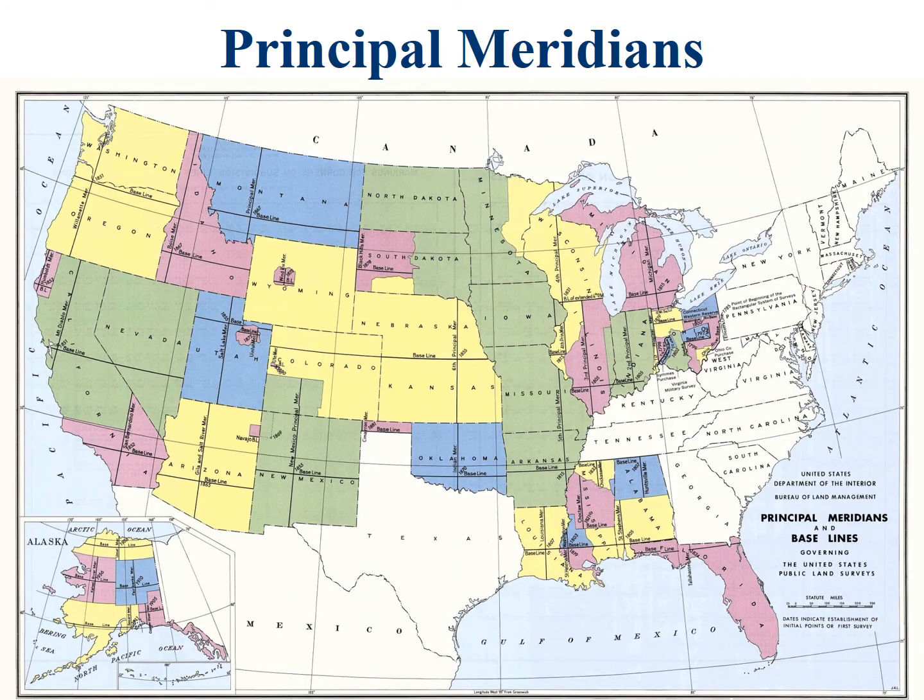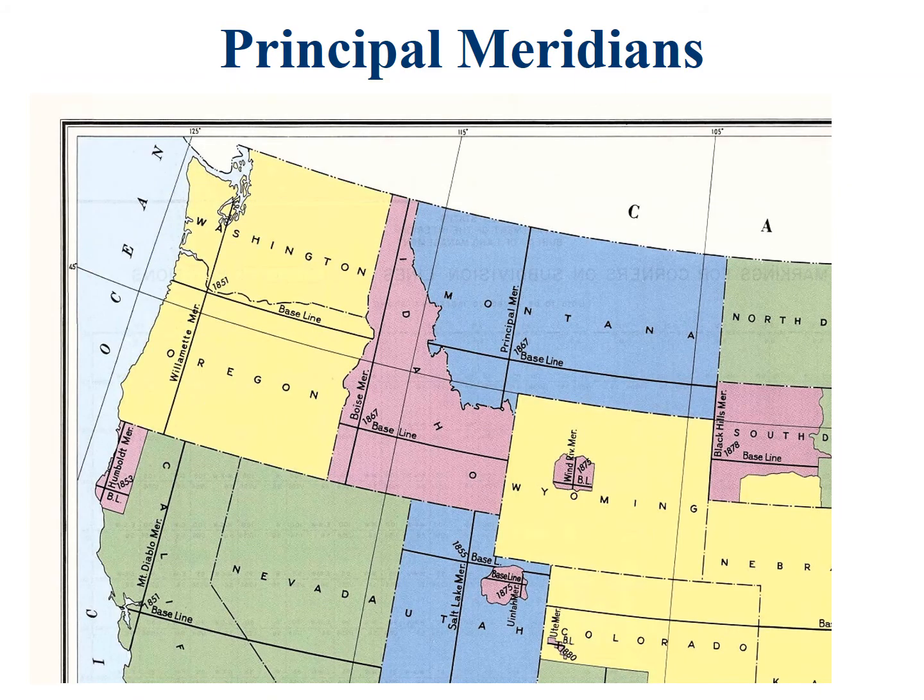This map shows the location of the principal meridians and baselines in the United States. This close-up map shows principal meridians and baselines in the Northwest.